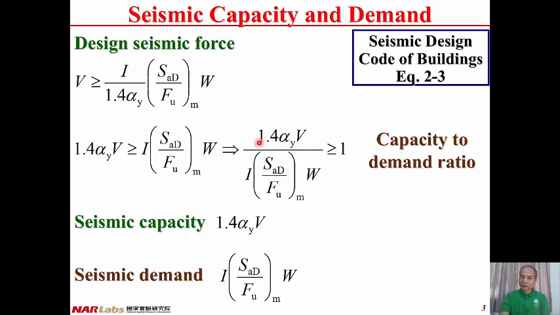The numerator can be considered as seismic capacity of the building equal to 1.4 alpha YV. And the denominator here can be considered as seismic demand equal to I times SAD divided by FU modification W. If the capacity to demand ratio is larger than or equal to 1, that means that the building is well designed or the existing building is qualified in seismic performance.